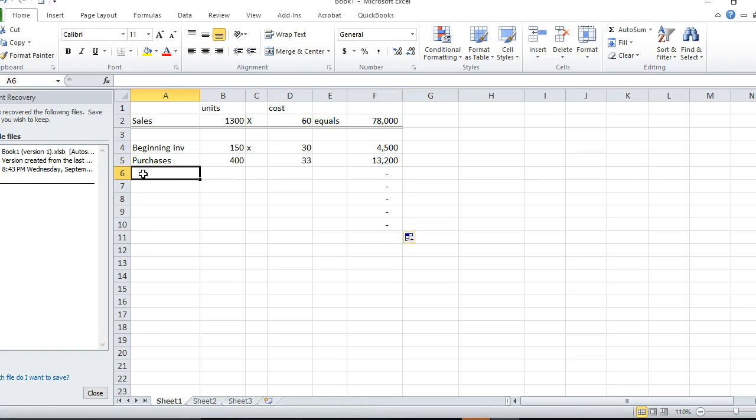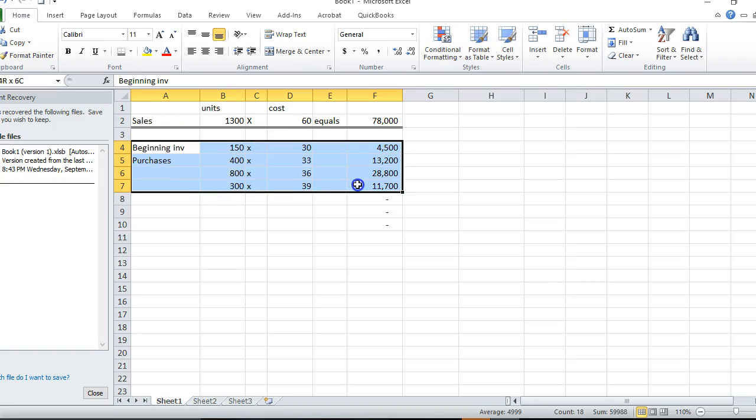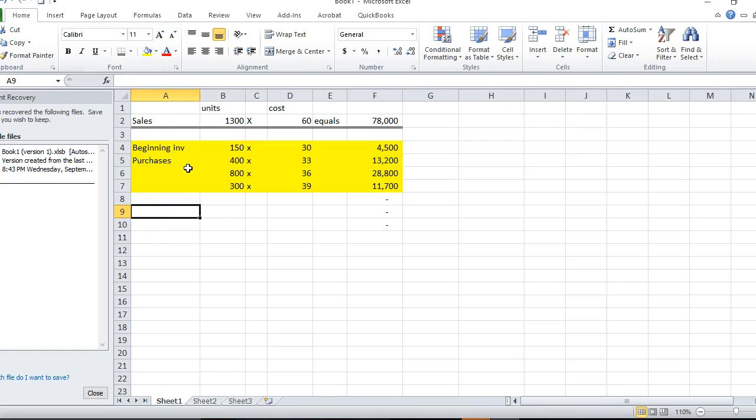We also had 800 units at 36 bucks a unit. Then we had 300 units at 39 bucks a unit. So what I'm doing here is showing everything that we have on hand. These items are really showing what we started with, what we purchased throughout the period of time. Okay?